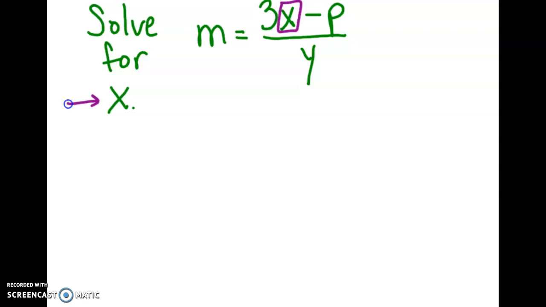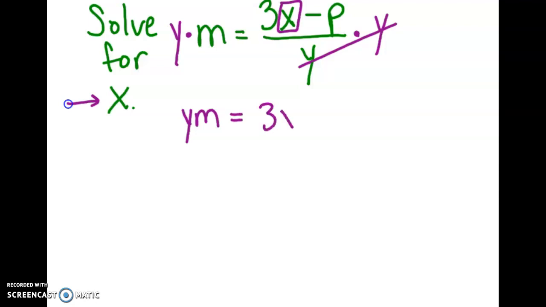So in order to make it not a fraction, we need to get rid of that y in the bottom. We are dividing by y. The opposite would be to multiply both sides by y. So these y's will eliminate on the right side. y times m is ym. You don't need to put the dot anymore. Equals 3x minus p, because that's what was left in the numerator of the fraction.